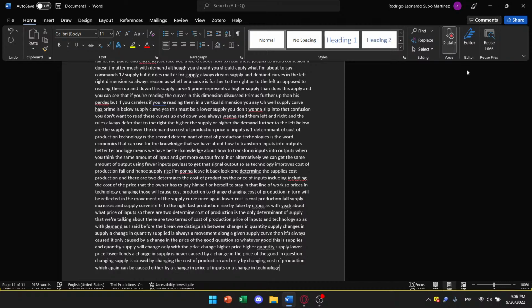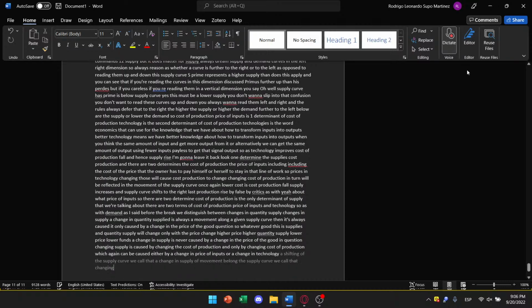A shifting of the supply curve, we call that a change in supply. A movement along the supply curve, we call that a change in quantity supplied. So that distinction between changes in supply and changes in quantity supplied is perfectly parallel to the distinction with demand that we drew between changes in demand and changes in quantity demanded.